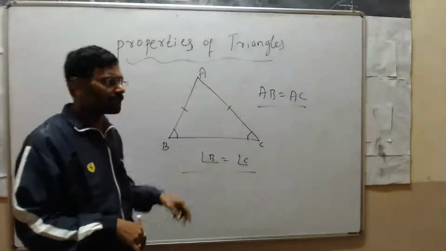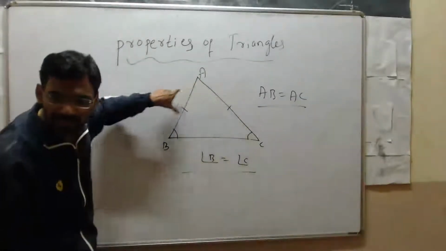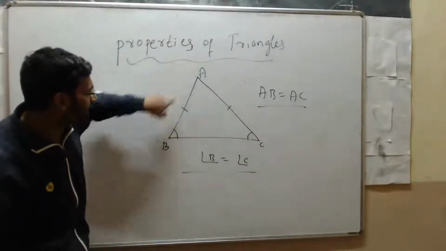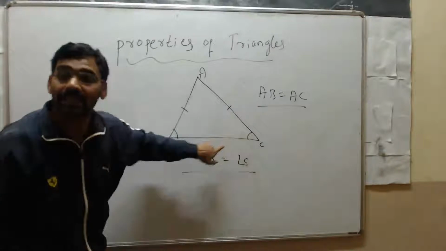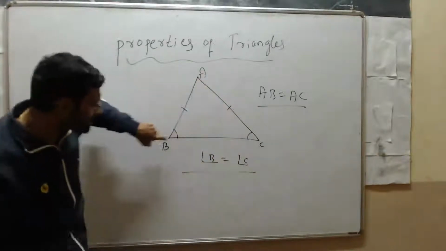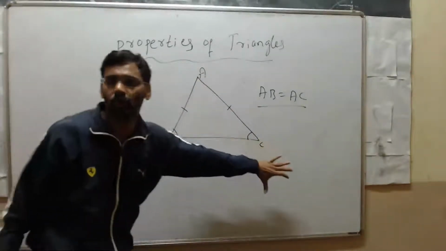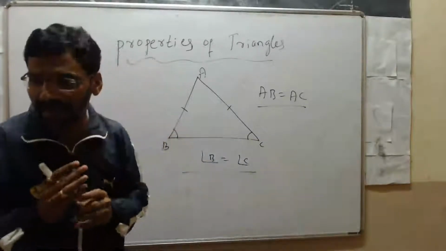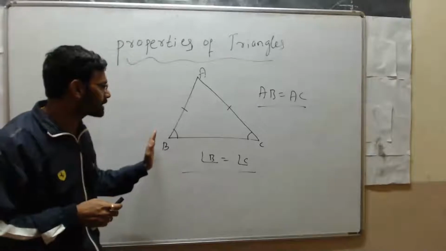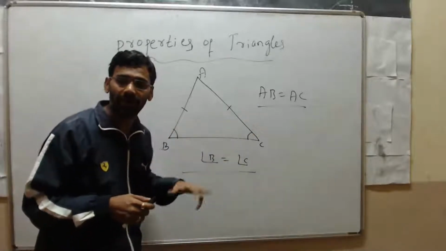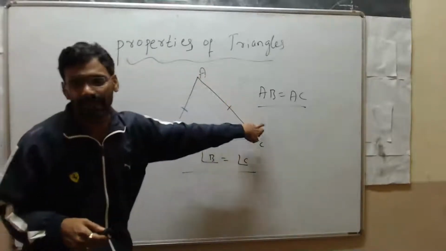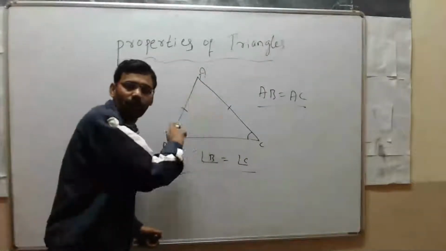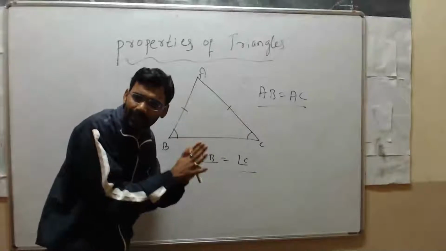In an isosceles triangle two sides are equal to each other. If two sides are equal, their opposite angles are equal. The angle opposite to AB is C, and the angle opposite to AC is B. Therefore, angle B equal to what? Angle C. It means in an isosceles triangle, opposite angles are equal to each other if AB equal to AC.